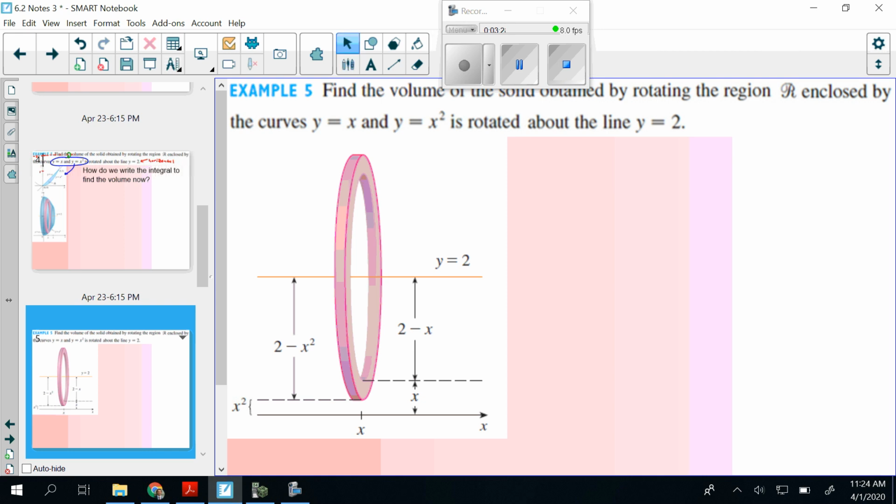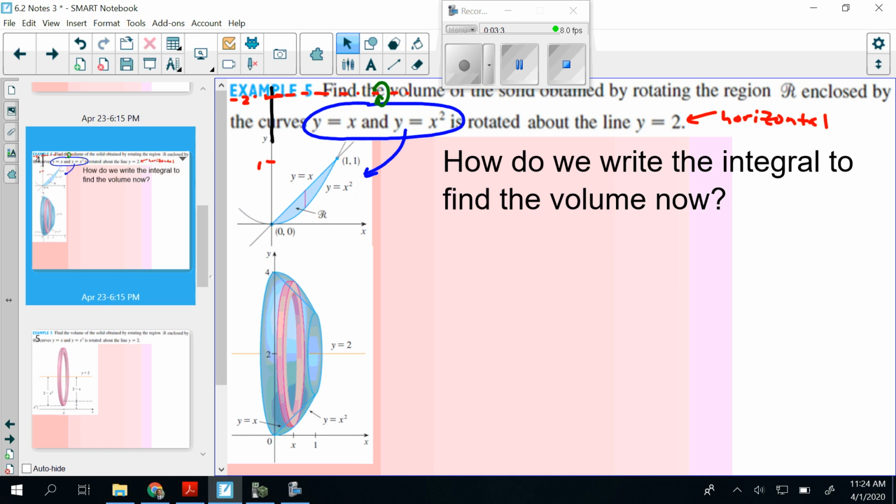So going back to our picture here, what we're going to need to know is, what is the outside radius? What's the distance on our picture from the line we're rotating to the curve that's furthest away? Well, the curve that ends up being furthest away here is this one. That one's further away from the line we're rotating around, so that's the one we have to pick first, because remember, we do our outer radius minus our inner radius.